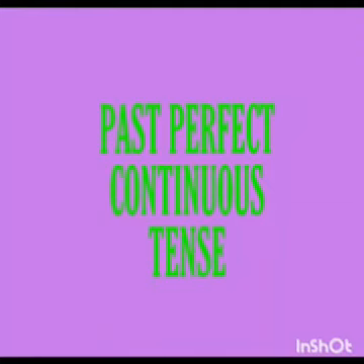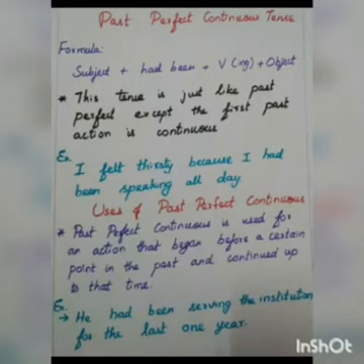We are going to learn past perfect continuous tense. We are learning the past perfect continuous now. Past perfect continuous is very similar to past perfect. For past perfect continuous tense, we are using the formula as subject plus had been plus verb in the ing form. As you know, we use the ing form to show continuity of action.